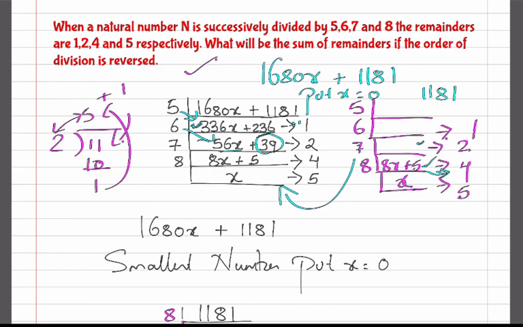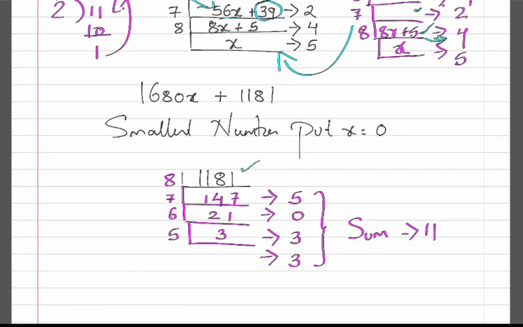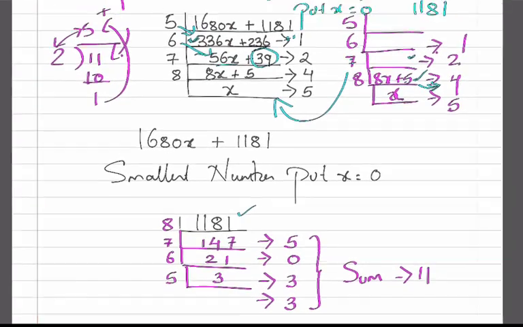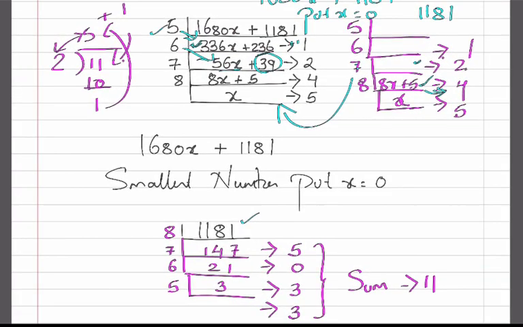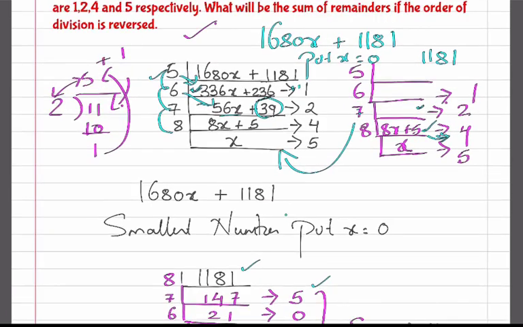So now I know the smallest such number. Now the order of division is reversed. So instead of dividing it first by 5, I divide it by 8, then 7, then 6 and then 5. So first I divide this by 8, the quotient is 147, remainder is 5. I divide it by 7, the quotient is 21, remainder is 0. I divide it by 6, quotient is 3, remainder is 0. If this is 3, then the final remainder is 3. Add all of them, 5, 6, 7, 8, 9, 10, 11. So the sum of the remainders now will be 11.